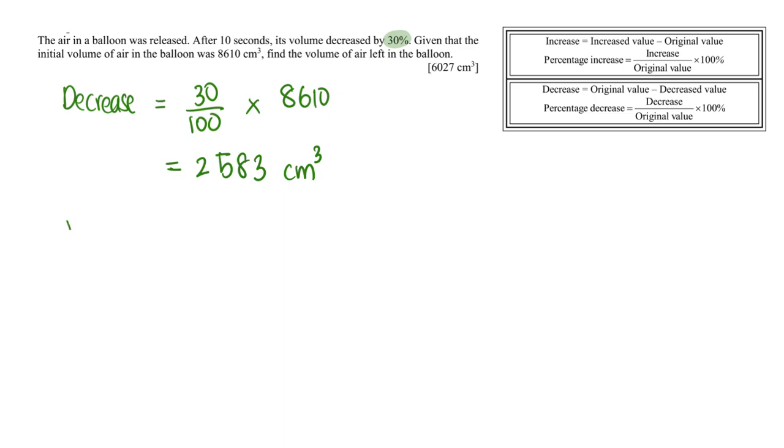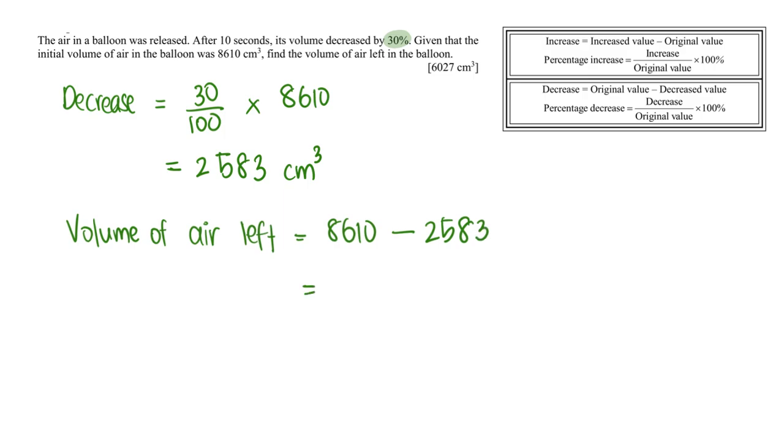So the volume of the air that is left will then be the original minus what has been decreased by, and this will give me 6,027 cm³.